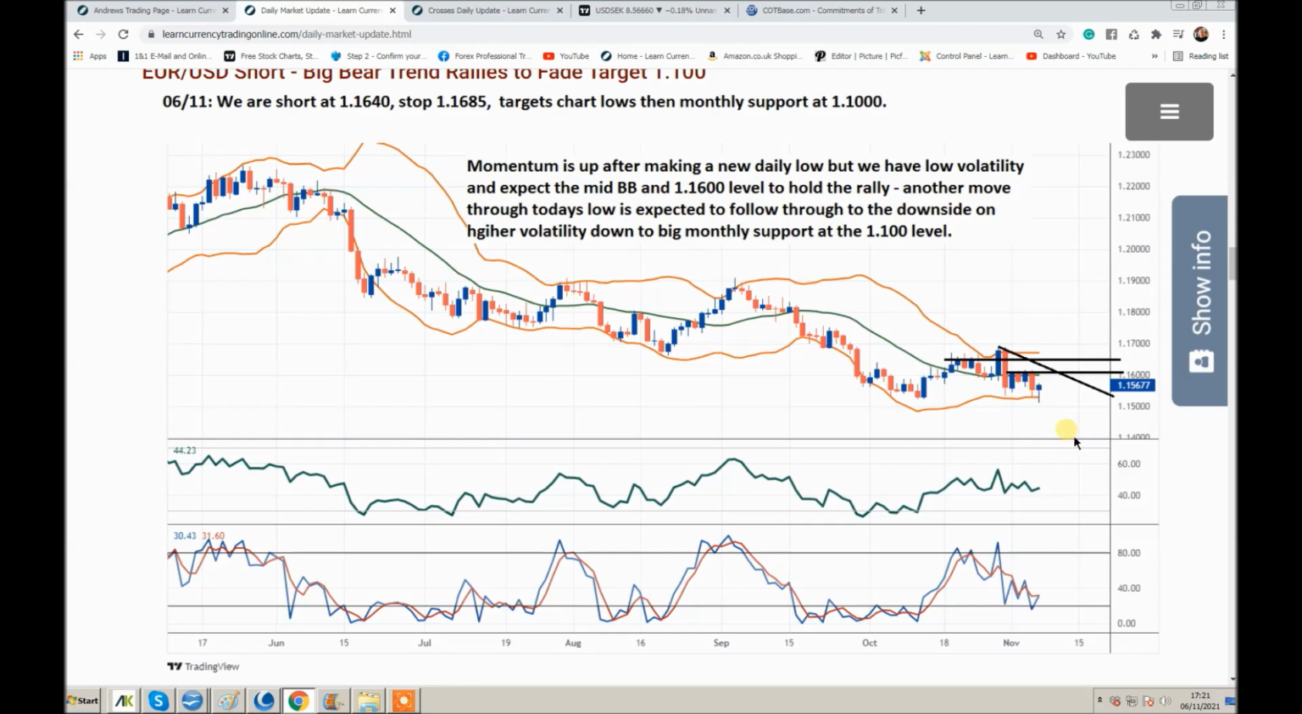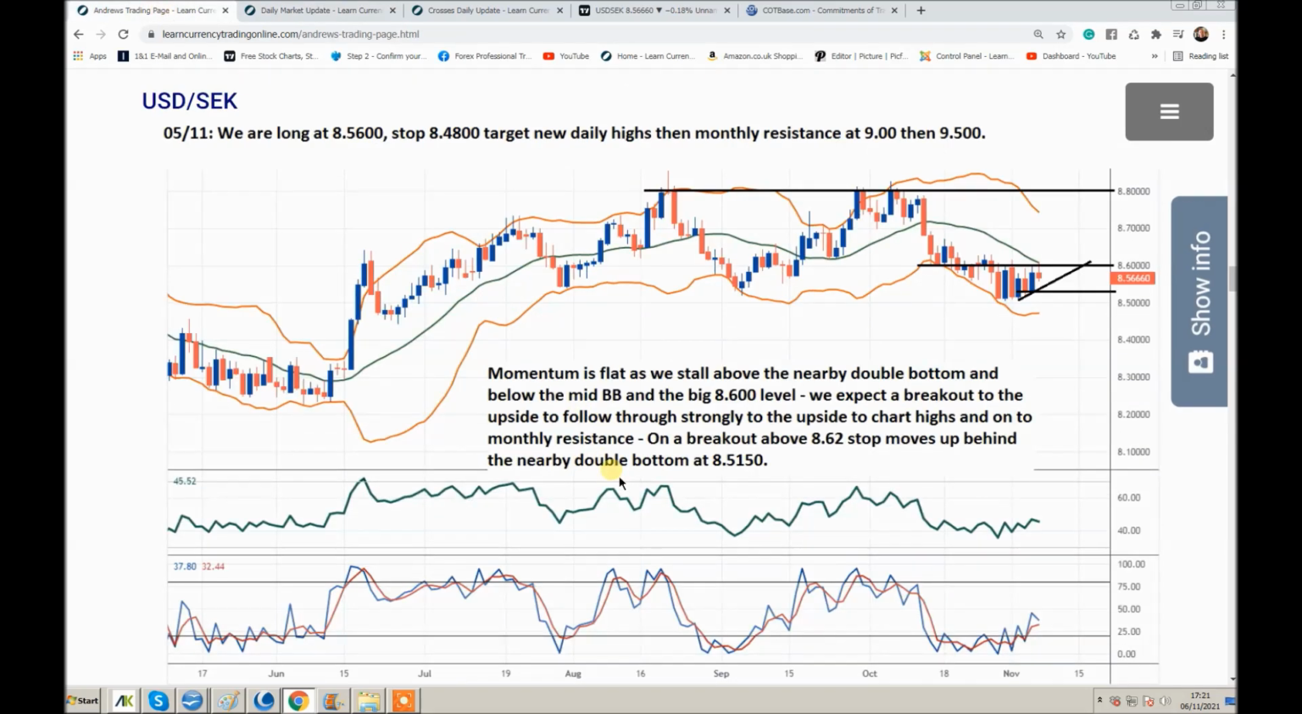Now, in terms of Euro USD, I generally don't trade it because it's a bit slow moving. I prefer trading faster moving currencies. And in terms of the euro, if it's going down or going up, the correlated currencies tend to go quicker. Now I want to look at one that I really like, which is USD SEK.